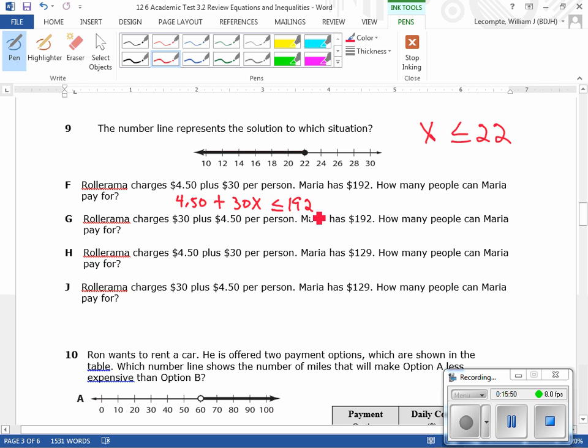I don't see how this is going to answer the question. To be honest, I think that the $30 per person is too high, because if I do 22 times 30, I'm going to get like 660, and that's going to be way high. So we're going to take the F off the chart, right? All right, so let's do this. 30 plus 450 per person is less than or equal to $192.